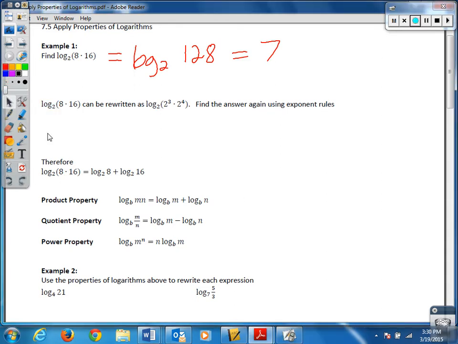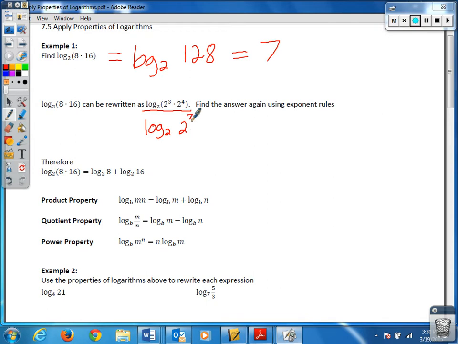We could do this differently though. So we could say that 8 is 2 to the 3rd power, and 16 is 2 to the 4th power. And then if we look at this piece right here, the log base 2 of 2 to the 3rd times 2 to the 4th, let's combine those together using our exponent rules. So the log base 2 of 2 to the power of 7, because 3 plus 4 is 7.